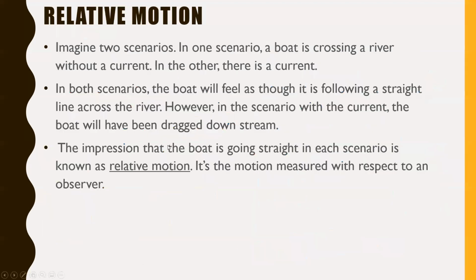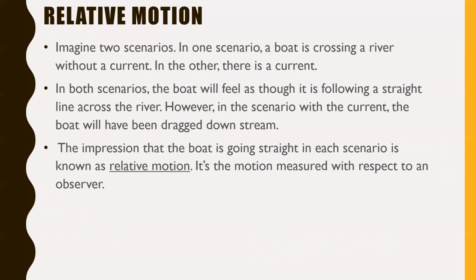Anyway, we got a few more things we got to cover. This next one is relative motion. This is basically just where you have two things that are moving relative to each other. So I want you to start by imagining two scenarios. In one scenario, there's a boat that's crossing a river that doesn't have a current, so it's just going to go straight across that river. And then in the other scenario, there is a current, so the water's flowing in that river. Now, in both scenarios, the boat will feel as though it is following a straight line across the river.